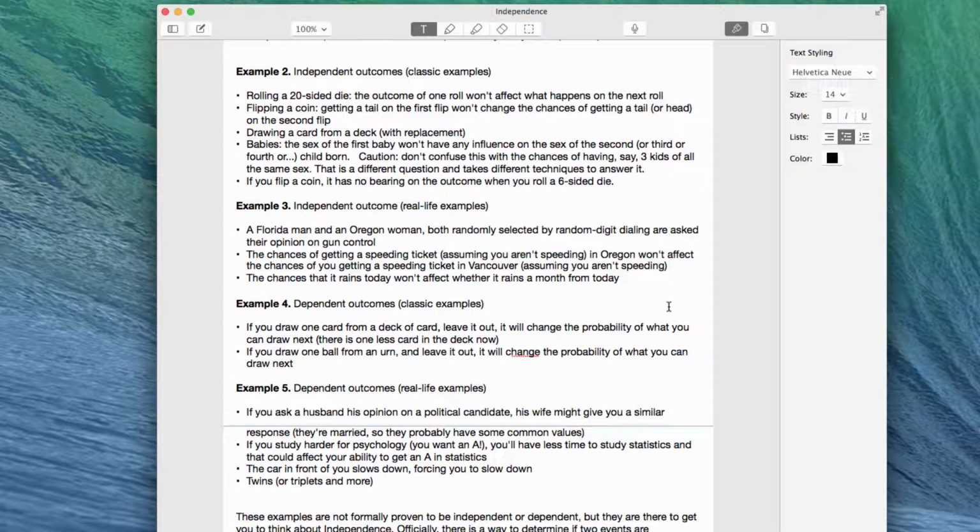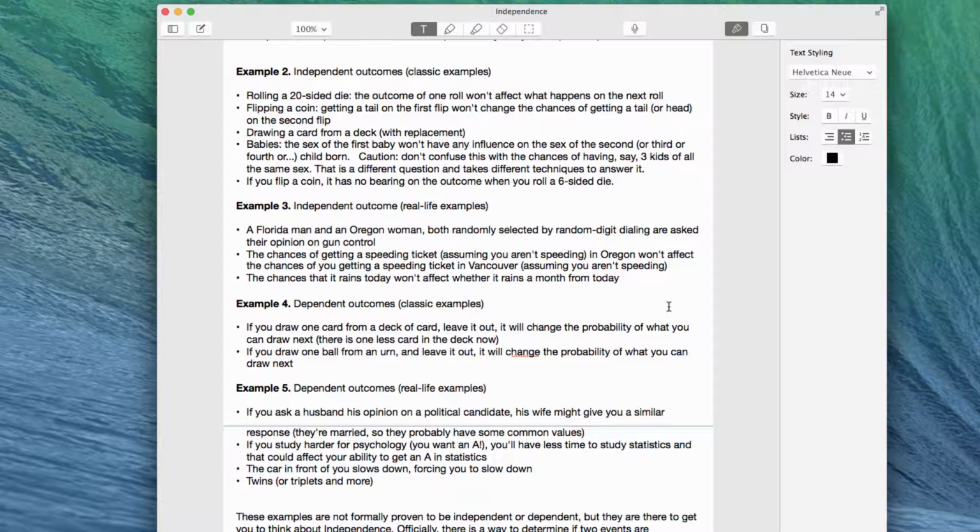Some real life examples of dependent outcomes would be asking related people their opinions, the chances of them saying yes on a particular issue. If they're married, they probably have similar values, so they might give similar responses. If you study harder for your psychology test, that prevents you from having as much time to study for statistics. So the effort that you put into psychology could affect your ability to get an A in statistics. If two cars are driving down the highway and the car in front of you slows down, then it forces you to slow down. So the chances of that first car slowing down will affect whether you slow down or not, unless you want to crash, and I don't think that's the case.